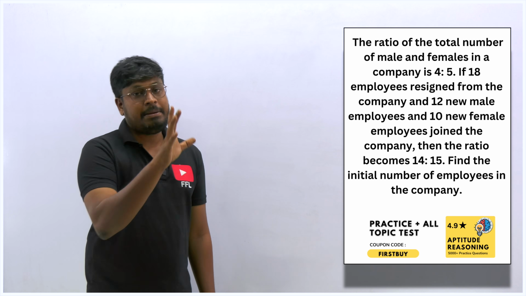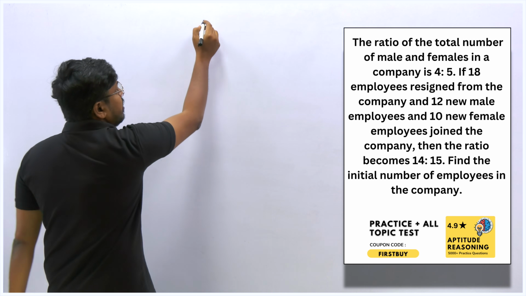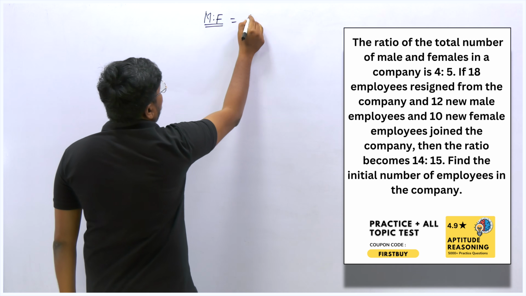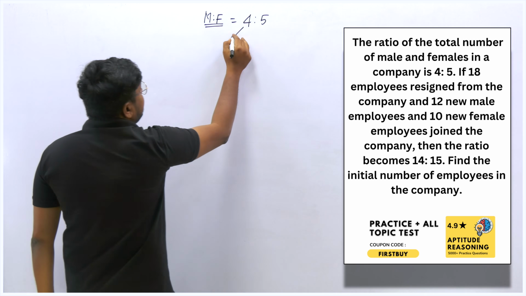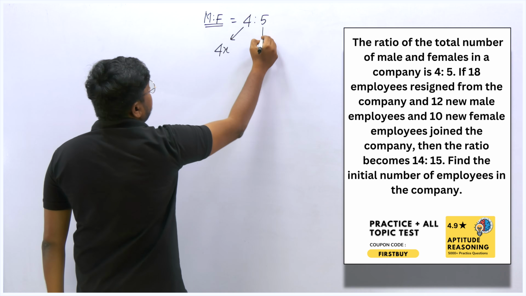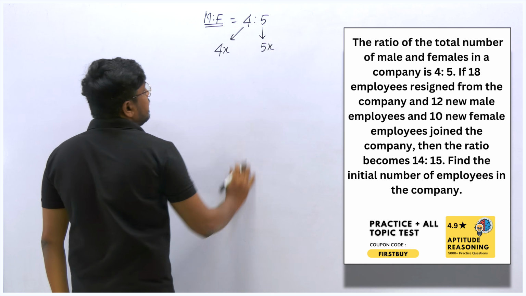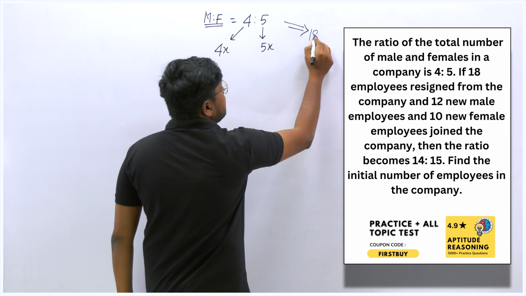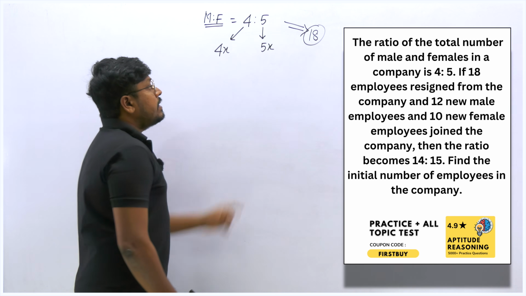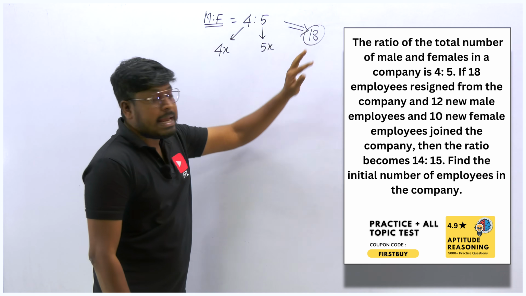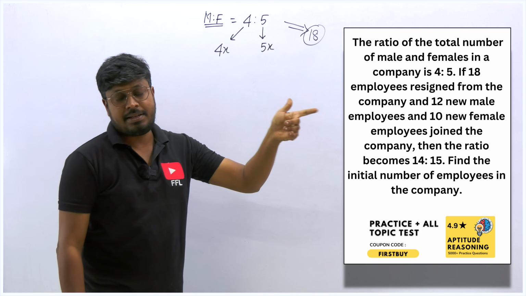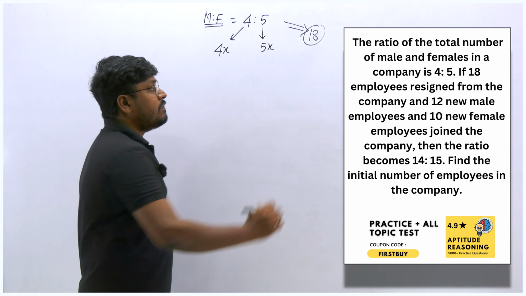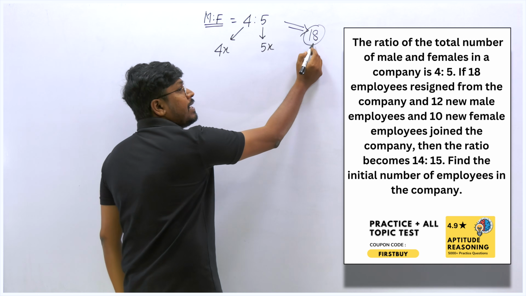So 4x will be male and 5x will be female. Yes or no? Because they have given the direct value, the male to female ratio, which is 4:5. So let's fix the male as 4x, and the female as 5x. Now according to the question, 18 employees resigned from the company, right? We don't know how many of this 18 are male and how many are female. So let's find out.